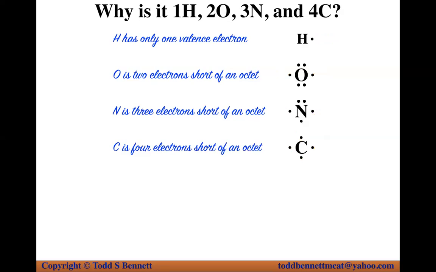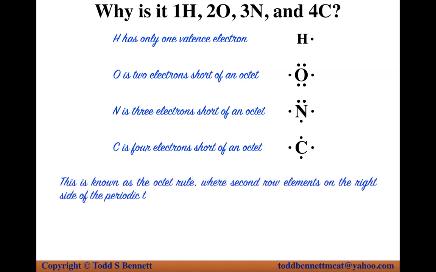So it's really just a case of completing the octet. Hydrogen doesn't have an octet, but nitrogen, oxygen, and carbon do. Hence we call it the octet rule. Everything in the second period of the periodic table wants to get an octet. So second row elements, anything from lithium through neon. The reality is it doesn't really work very well for lithium, but it works all the way over to neon, though it doesn't work before that.